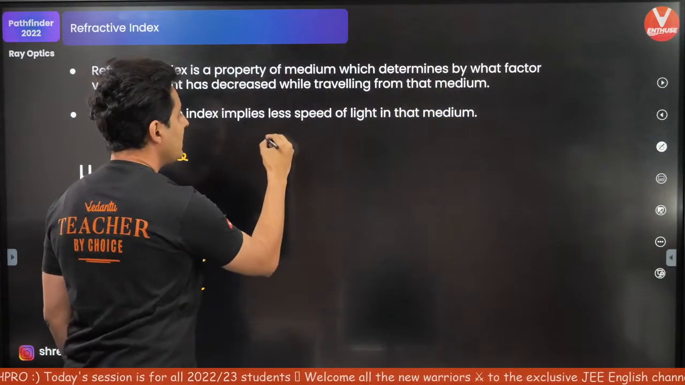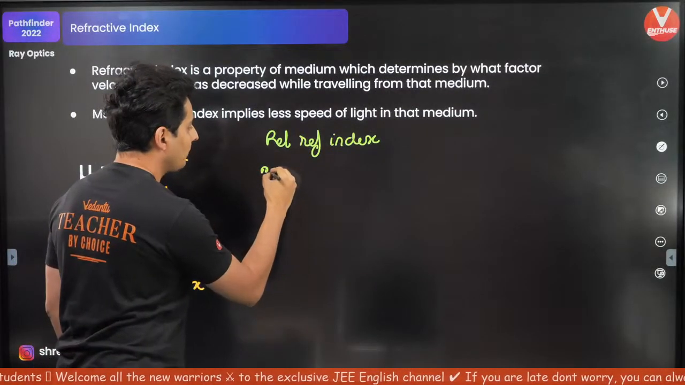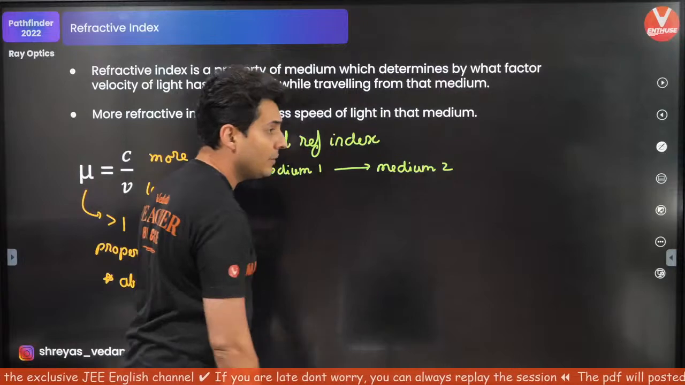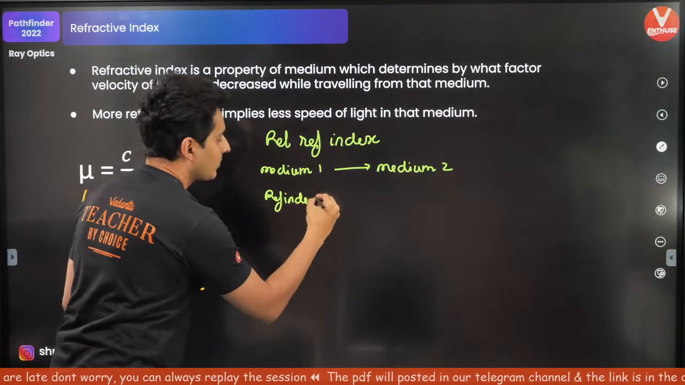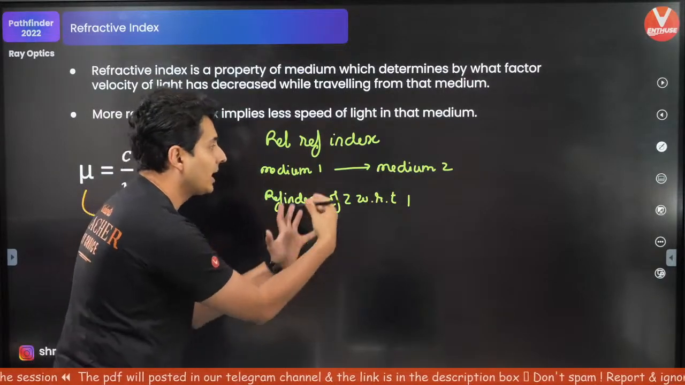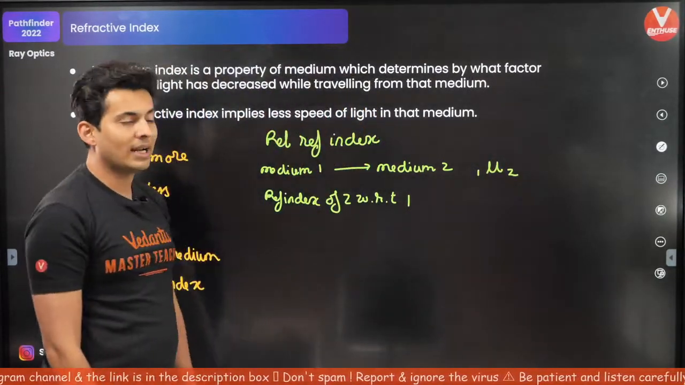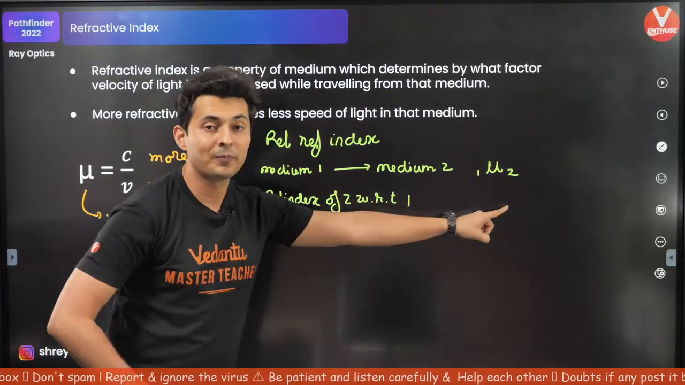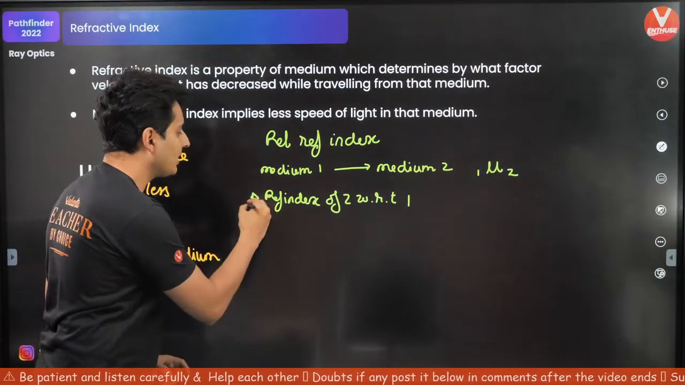So relative refractive index is written down something like this. Let's say the light goes from medium 1 into medium 2. Then I will write it down like this: refractive index of 2 with respect to 1. Since it is going from 1 to 2, you will write it as 1 mu 2. The light is going from medium 1 to 2, but while saying it, you will not say refractive index of 1 with respect to 2. You will say it is refractive index of 2 with respect to 1. That's the only confusion which happens, and this is the only thing you should be careful about.